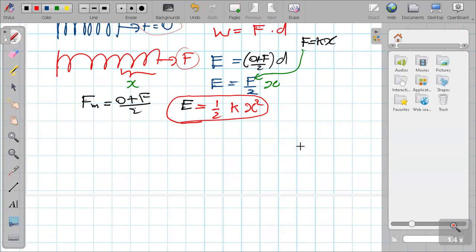Half k x to the power 2. I hope you can understand this one. Yes, sir. Understood. Very good.